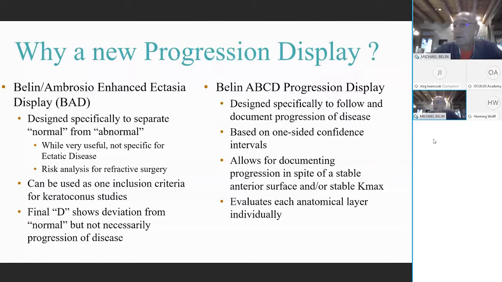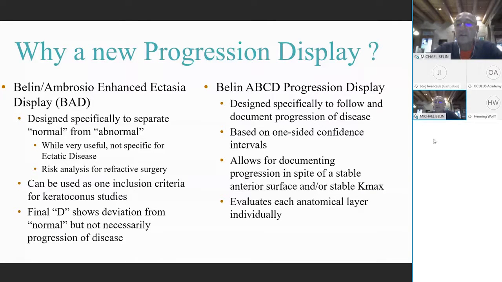If you have someone who comes into your office in early corneal decompensation, they will have an abnormal BAD display. They're not great candidates for refractive surgery, but that doesn't mean they have ectatic disease. It's designed, again, to separate normal from abnormal. It can be used as one of the inclusion criteria for keratoconus studies, but then again, you have to look at the map to make sure it's specific for ectatic disease and not any other abnormalities. The final D shows deviation from normal, but not necessarily progression of disease. So I think that's really an important thing to realize. The Belin ABC, we'll be discussing later, was designed specifically to follow and document progression of disease.